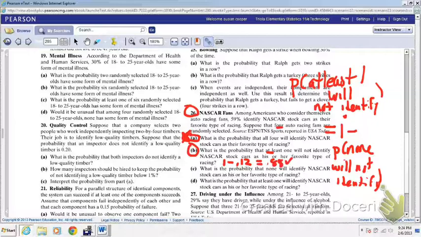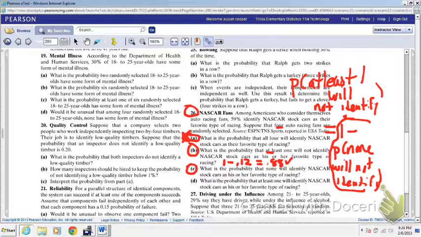But the idea is that we're constantly utilizing that complement rule. Okay, so the probability that at least one will not identify NASCAR as their favorite is equal to 1 minus the probability that none will not identify NASCAR as their favorite. But none will not means all will, and we had figured that out in the part above. So, all right, let's try it again.